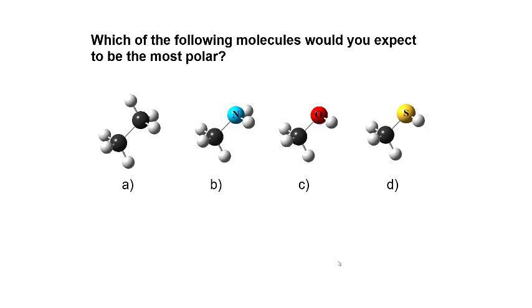Let's take a look at this clicker question, which states: which of the following molecules would you expect to be the most polar? Each of our molecules has a CH3 on the bottom. This top one here has an additional CH3. This one here is a nitrogen with two hydrogens. This guy here is an oxygen with one hydrogen. And then the last one is a sulfur with one hydrogen. So pause the video and think about that for a moment.